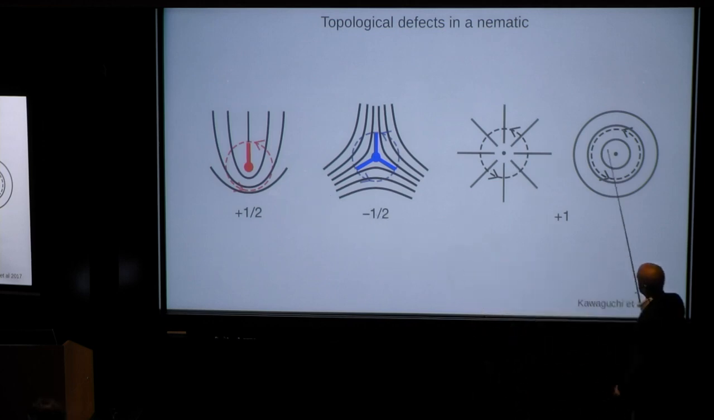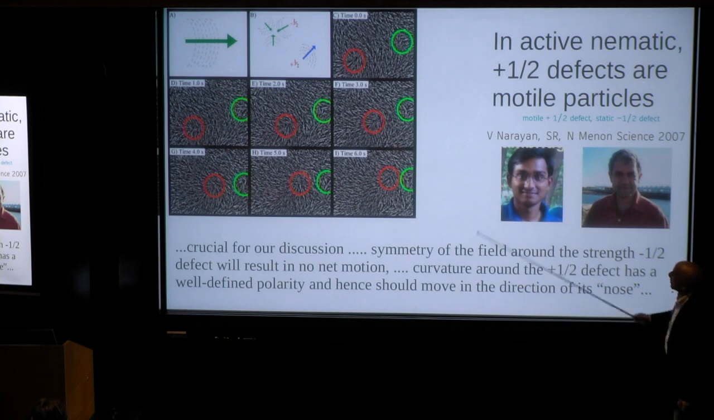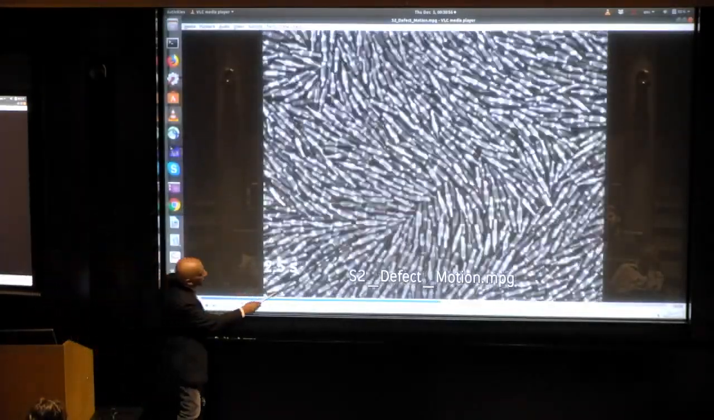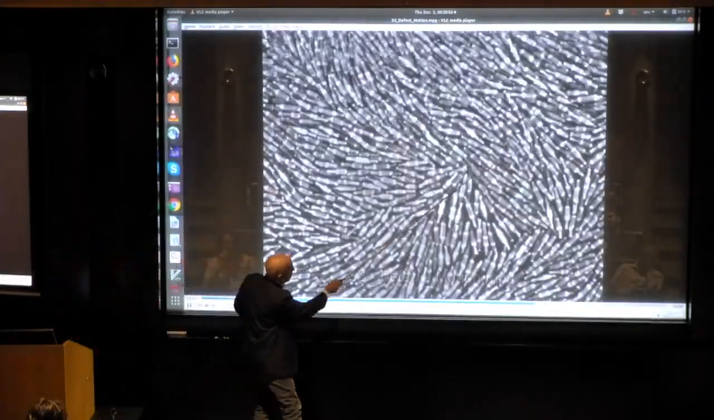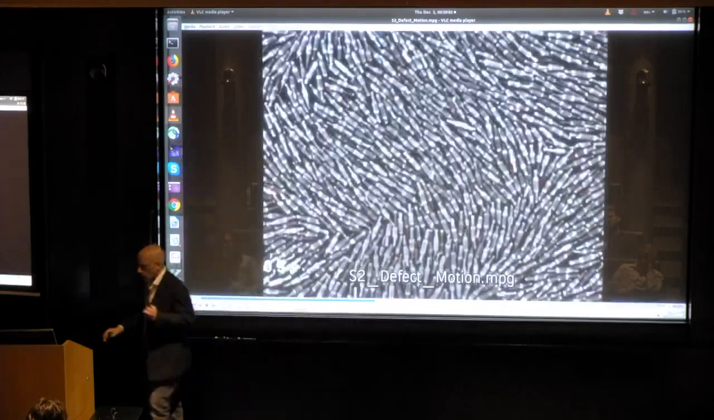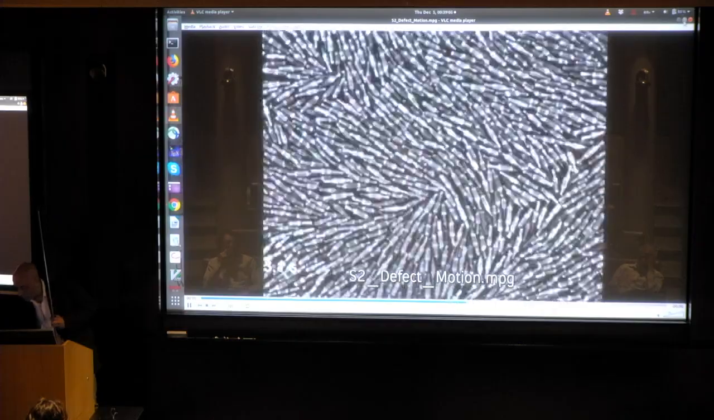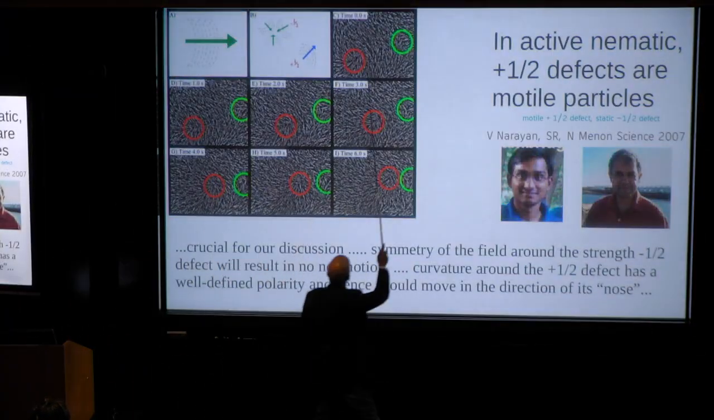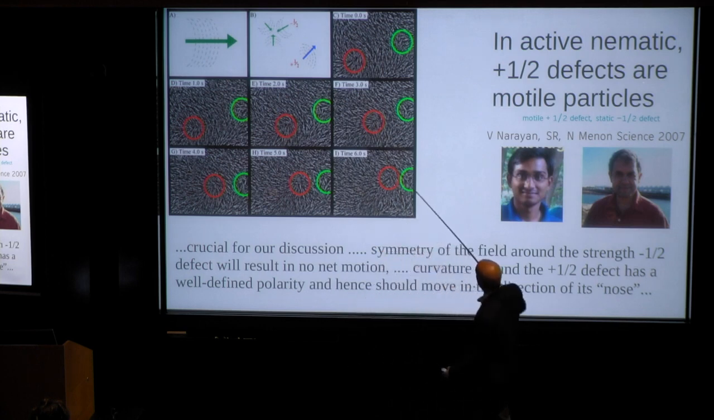You can also have integer strength defects, which I'll come to later. And we looked at these systems, looking for evidence of movement induced by curvature, and we noticed it is particularly pronounced around these defects. What you can see here is a plus half defect barreling along and a minus half defect staying put. The movie is not as convincing as a set of still photos. So you can see here that you have a plus half which slowly moves along and a minus half stays put.